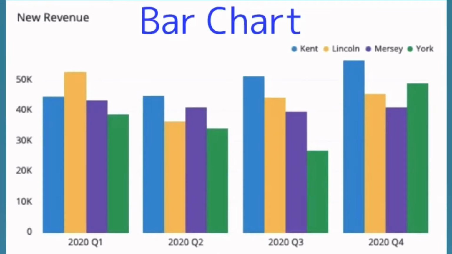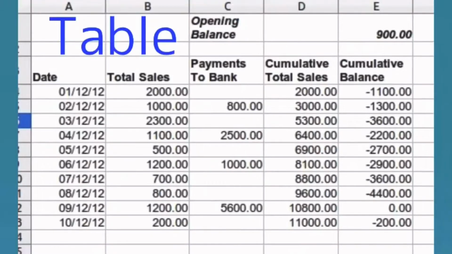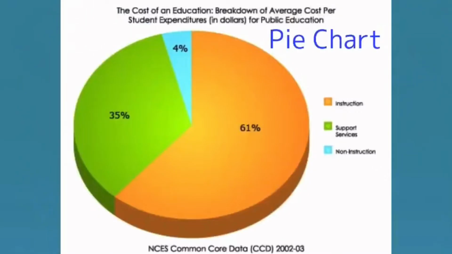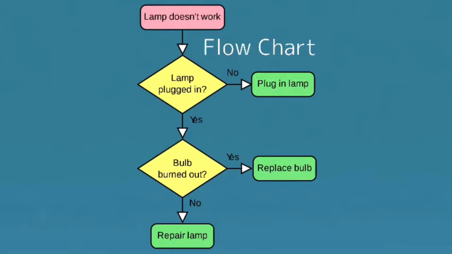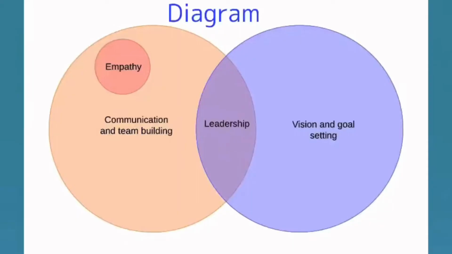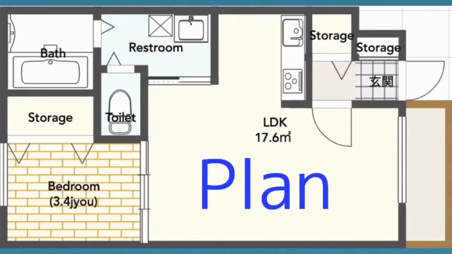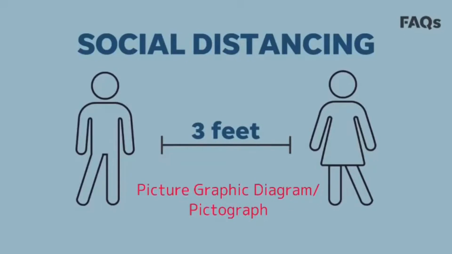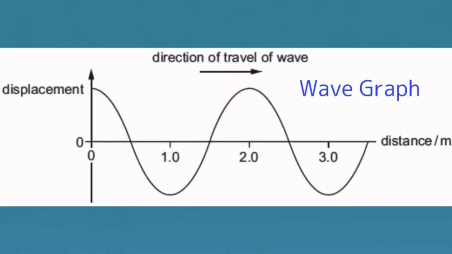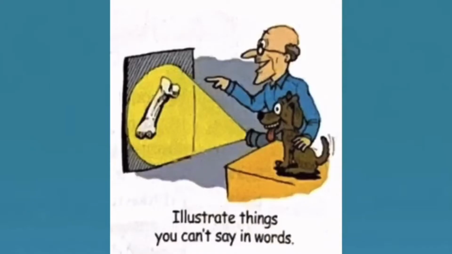Bar chart. Table. Pie chart. Flow chart. Diagram. Line graph. Plan. Picture graphic diagram or pictograph. Wave graph. Illustrate things you can't say in words.